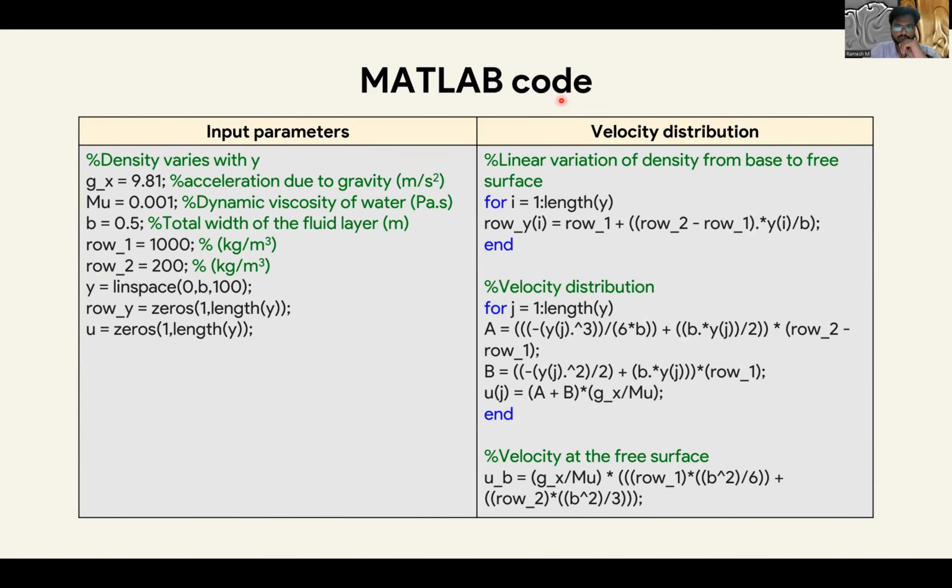So this is the MATLAB code I have generated. Since there are no values given in the problem, I have assumed these values for the sake of coding and plotting. And these are the input parameters, and the velocity distribution can be coded in the form of a for loop, because I have split the width of the flow into 100 points, and from the for loop we can calculate the velocity at each point, and the velocity at the free surface can be calculated from the direct equation.